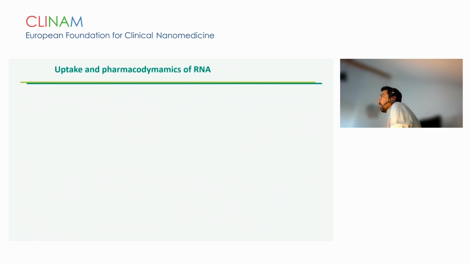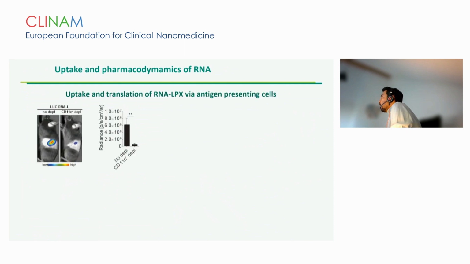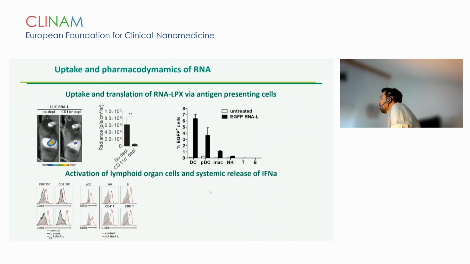We looked a little bit at the uptake and pharmacodynamics of the RNA. When we inject the luciferase encoding RNA lipoplexes and then deplete dendritic cells in mice, we see a significant reduction in the luciferase signal. And when we employ an EGFP encoding mRNA, we can nicely see that it's internalized mainly by dendritic cells and macrophages in the spleen and other lymphoid organs. And as I mentioned, we also have an activation of the lymphoid organ cells. Here you can see that the dendritic cells upregulate their maturation markers thanks to the intrinsic adjuvancy of the RNA, as well as activation of the NK cells and B cells.